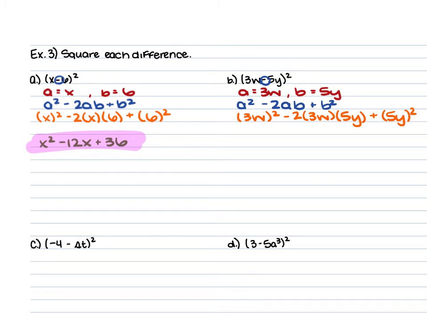So if we simplify that, 3w squared is 9w squared. The negative 2 times 3w times 5y gives us 6w times 5y, which is negative 30wy. And then 5y squared gives us 25y squared. So 9w squared minus 30wy plus 25y squared.